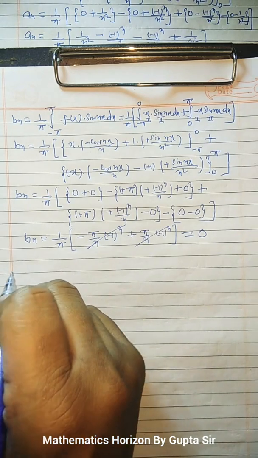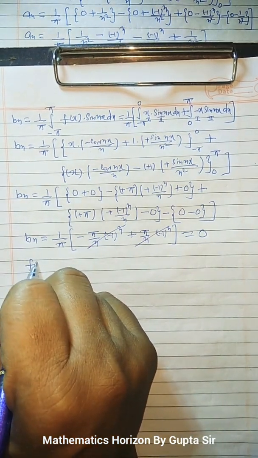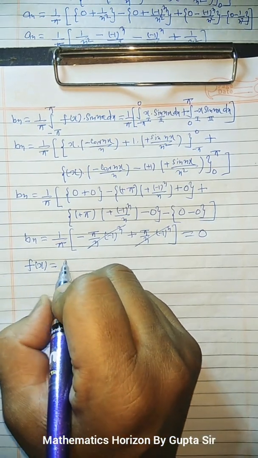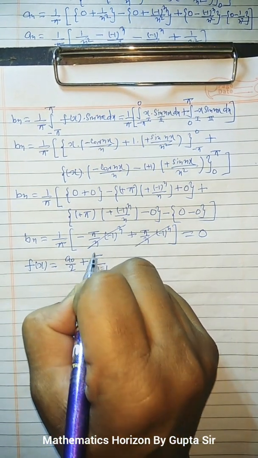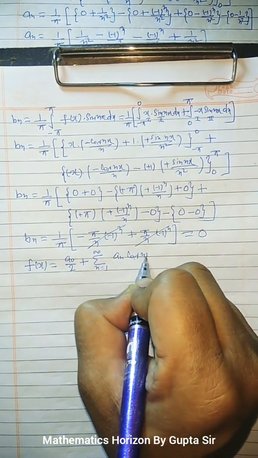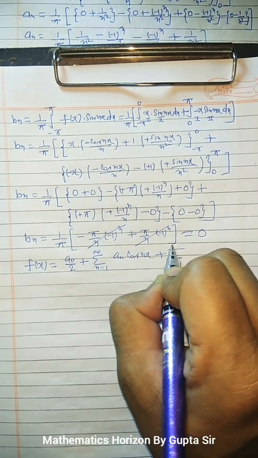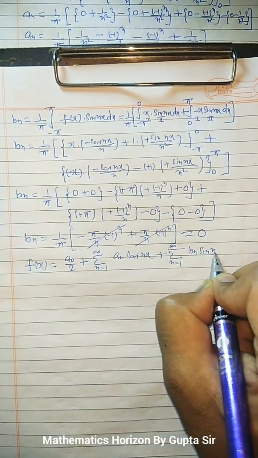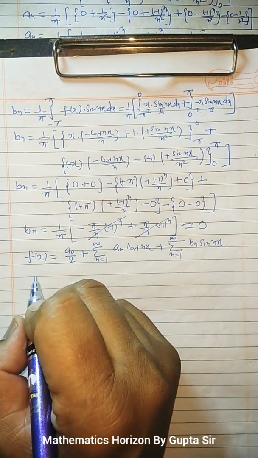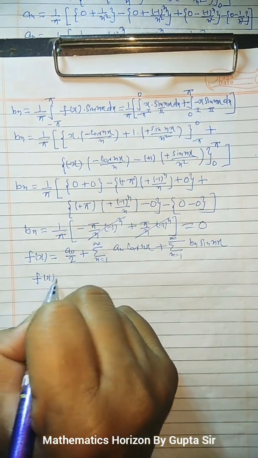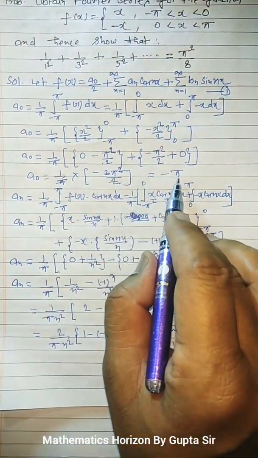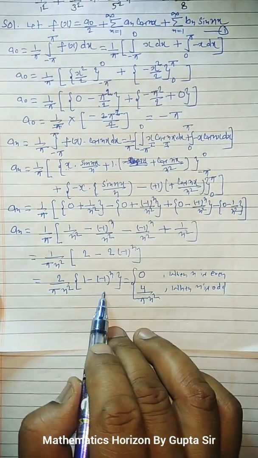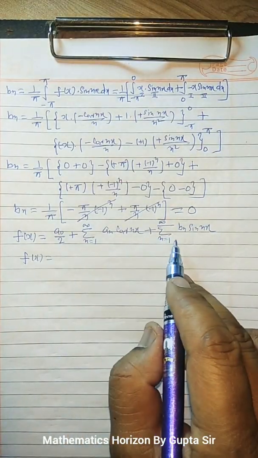Now from the Fourier series we know, from equation 1, f(x) is equal to a0 by 2 plus summation n equal to 1 to infinity an cos nx plus summation n equal to 1 to infinity bn sin nx. What is the value of a0? The value of a0 is minus pi, and the value of an is this. Now we substitute the values of a0, an and bn in this equation.